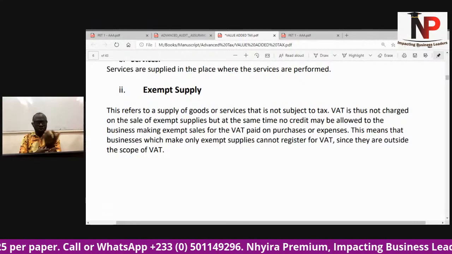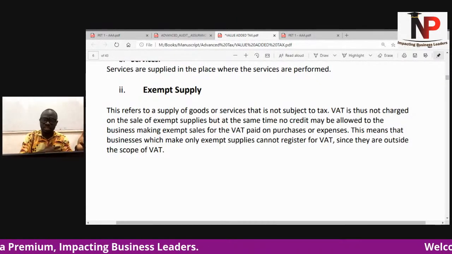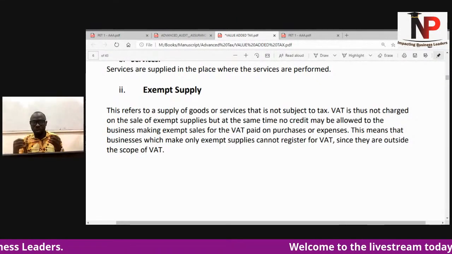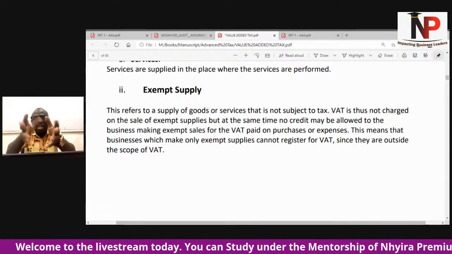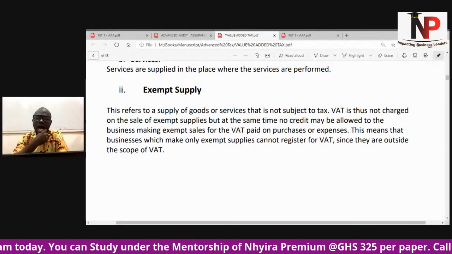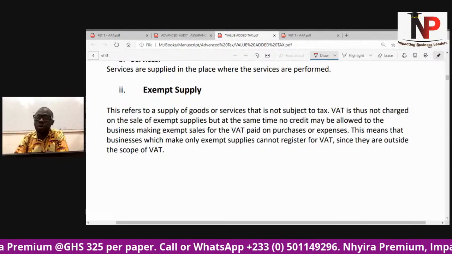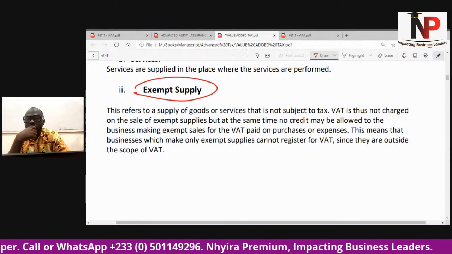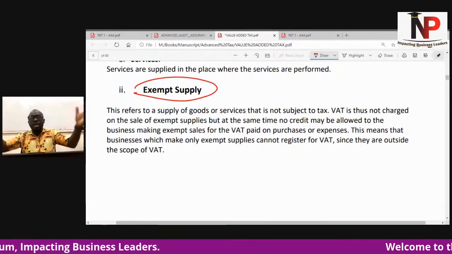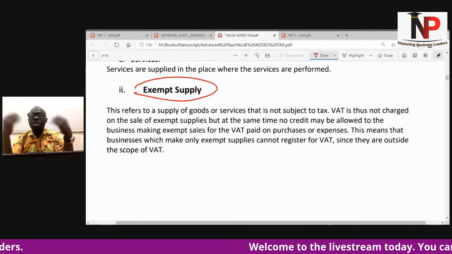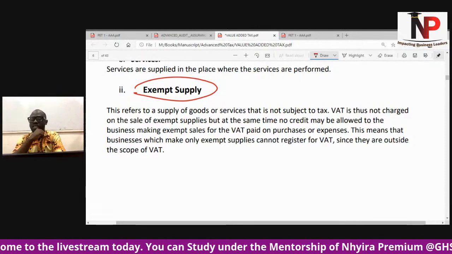So for instance, if you did your master's or your first degree and you're applying for the ICA or the ACCA or whatever it is, you're going to be exempted from some papers. It means that even though you are supposed to write it, by virtue of the status of your degree, you're going to be exempted. The same idea applies when we are dealing with supplies. So when we say a supply is exempted, it means it is removed from the VAT Act. Those kinds of supplies aren't going to be subject to the tax or to the VAT law.